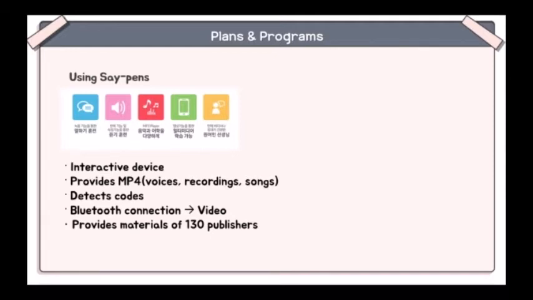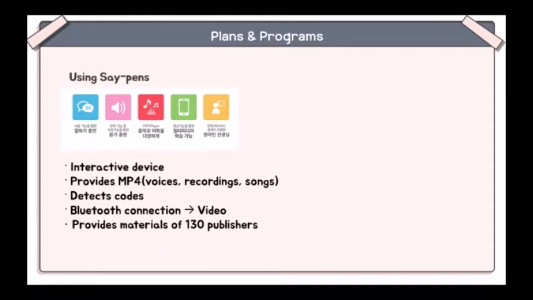So we try to solve current hardships of considering and conducting each student's educational progress. SafePen is an interactive device that can manage both inputs and outputs of students. It provides MP4, videos, recordings, and streaming functions. When you point the pen at the linked books or contents, it detects the codes in the books and apps, and then provides the MP4 voices, reading sentences, articles, or stories, and even singing the songs pointed.